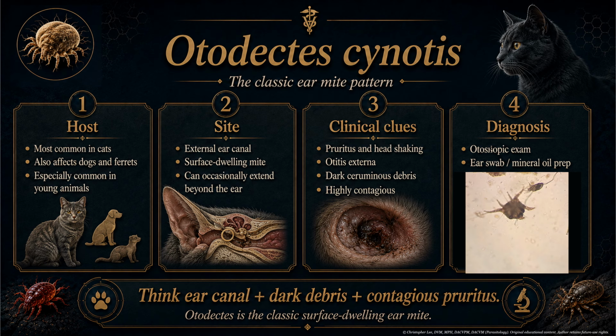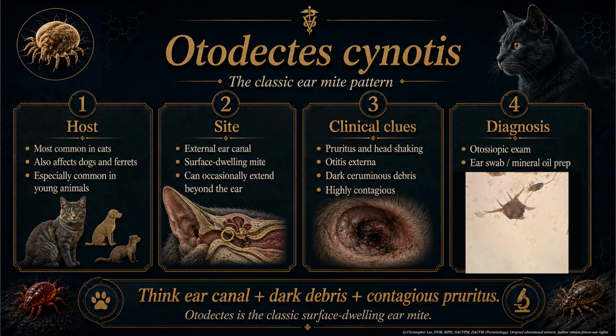Dogs, ferrets, foxes, and other carnivores may occasionally be affected. The site is the external ear canal. Look for pruritus, head shaking, otitis externa, and dark ceruminous debris. The classic coffee ground appearance should raise suspicion, but debris alone does not confirm the diagnosis. This is a surface-dwelling mite, rather than a follicular mite or a deep burrower. Go directly to the ear with otoscopy, an ear swab, and a mineral oil preparation. The mites may sometimes extend to other areas of the skin, but the ear canal remains their signature site.